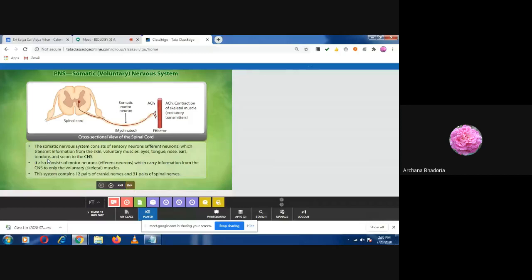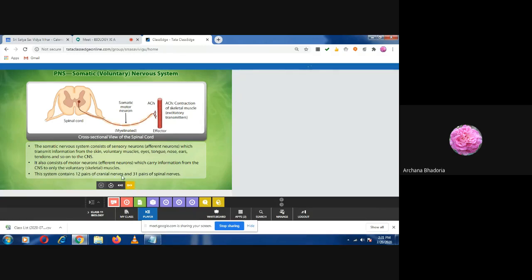So the somatic nervous system consists of sensory nerves. It also consists of the motor neurons, that is efferent neurons, which carry information from the CNS to only the voluntary muscles, that is the skeletal muscle. Skeletal muscles work under our control. They work according to our wish. The system consists of 12 pairs of cranial nerves and 31 pairs of spinal nerves. You can note down just the number, that is 12 pairs of cranial nerves.